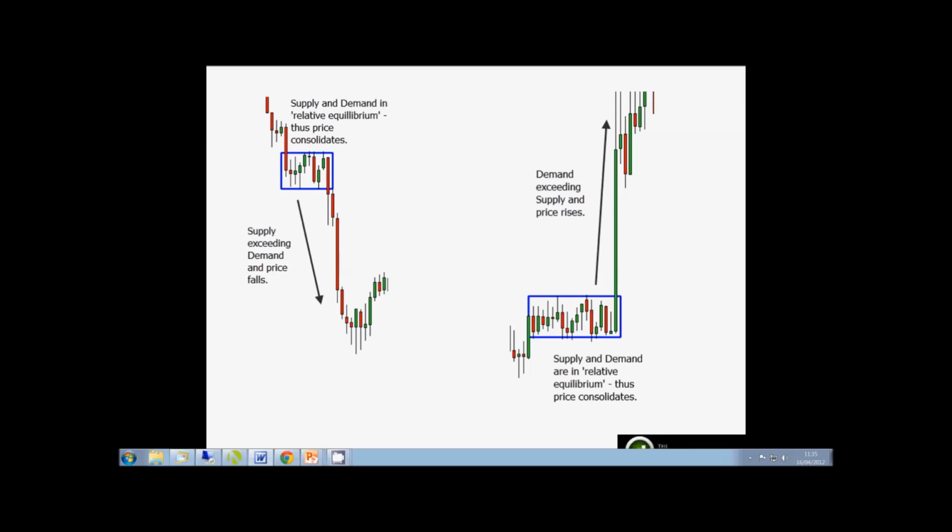Okay, so as I said before, when price is consolidating, supply and demand are in equilibrium or relative equilibrium, and when price is falling or rising, supply and demand are not in equilibrium. So in this case, price is falling out of this consolidation, supply is exceeding demand. And conversely, we have the consolidation zone here, and then price rises as demand is exceeding supply.